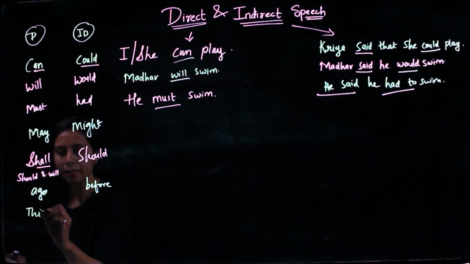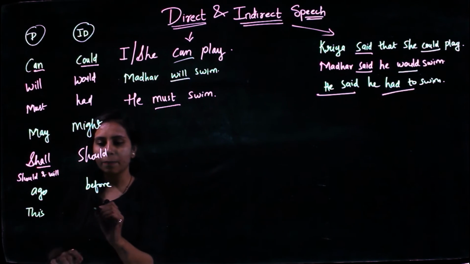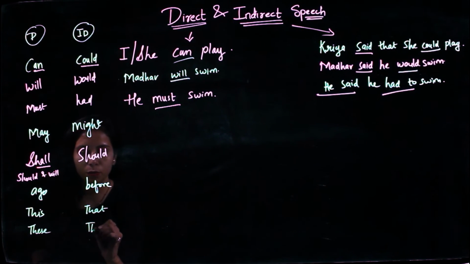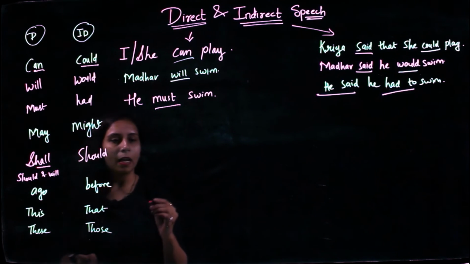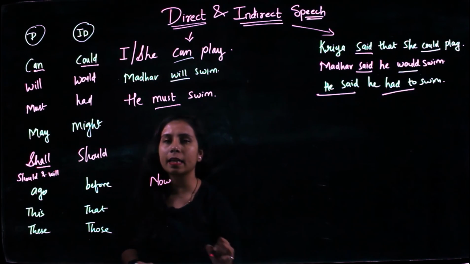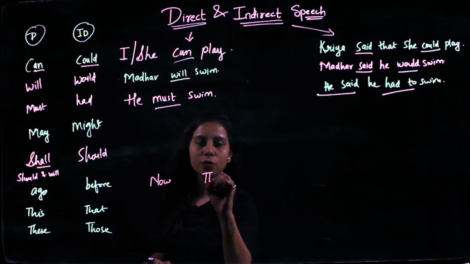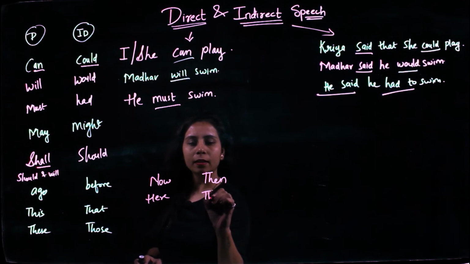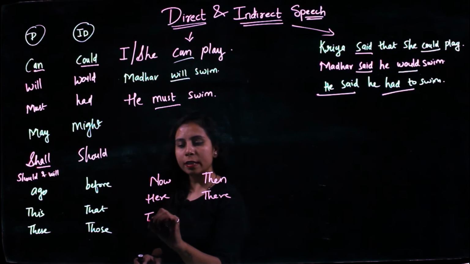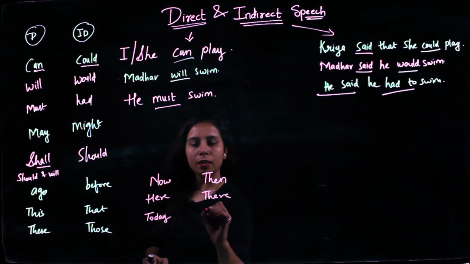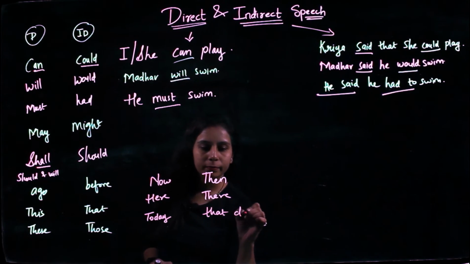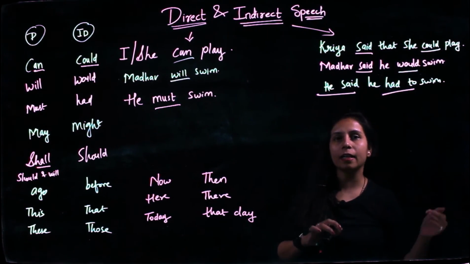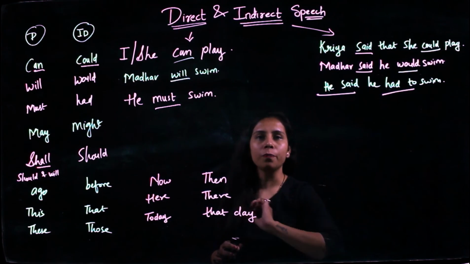This changes into that. When we use indirect, this changes into that. These changes into those. All right. I will do it now. He said, then he will do it. So now changed into then. Here changes to there. All right. Today changes into that day. All right. He said today he will do. And he said that day he will do. So today changed into that day.